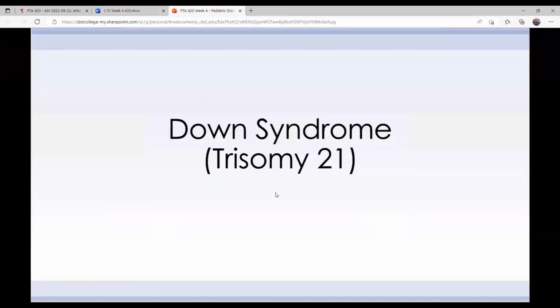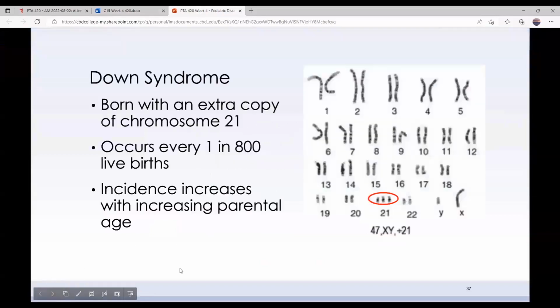Any questions on cerebral palsy? Okay, so again, think of it as a group of disorders with various presentations. It's a non-progressive condition. Okay. Now, Down syndrome is also known as trisomy 21. Make sure that you know this for the quizzes and exams coming up.